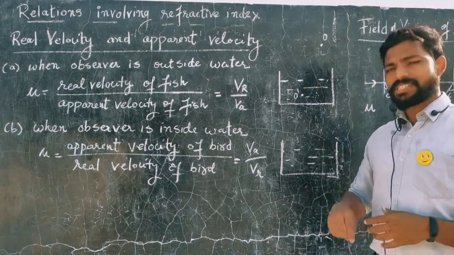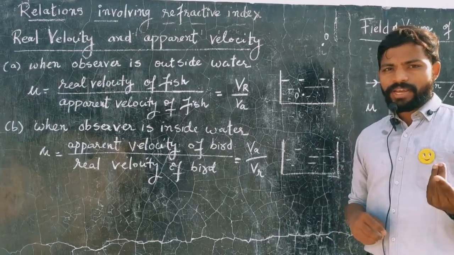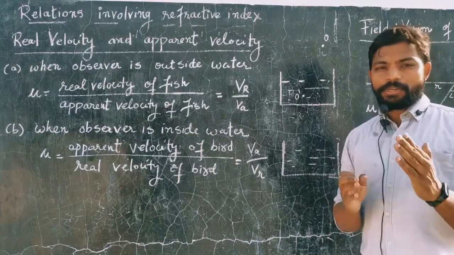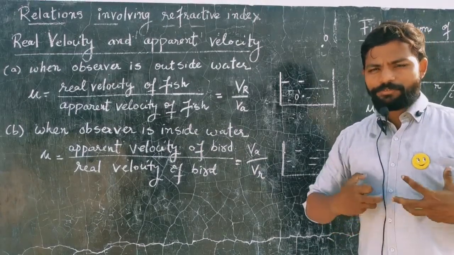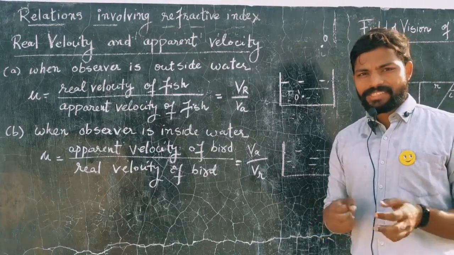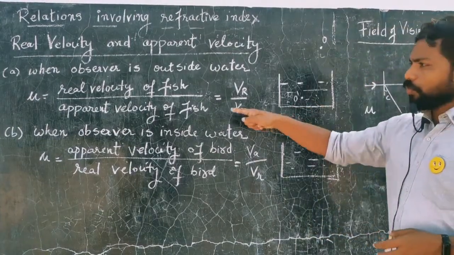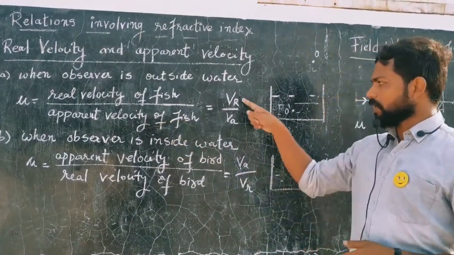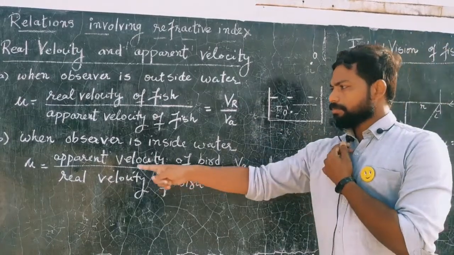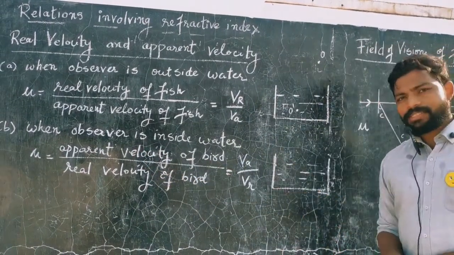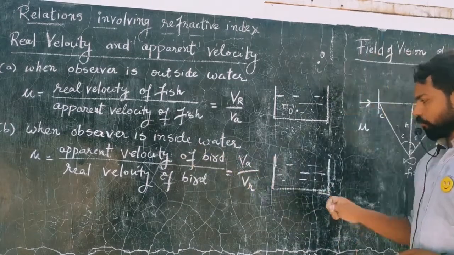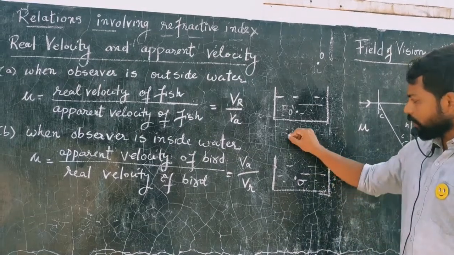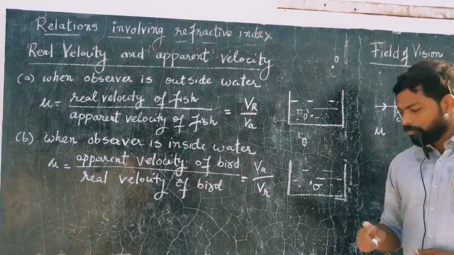The real velocity of the fish is actually greater, but due to refraction, this bird feels this fish is traveling very slowly. That is the reason birds can easily catch the fish, because they feel the fish are traveling very slowly. They can easily catch it, right? So going with the formula, mu is equal to the real velocity of the fish by the apparent velocity of the fish, that is VR by VA. Then similarly, we can go the other way around. We can see if the observer is inside the water. For example, let us say there is a fish inside, the observer is here and it is trying to watch something outside. There is a fish and a bird.